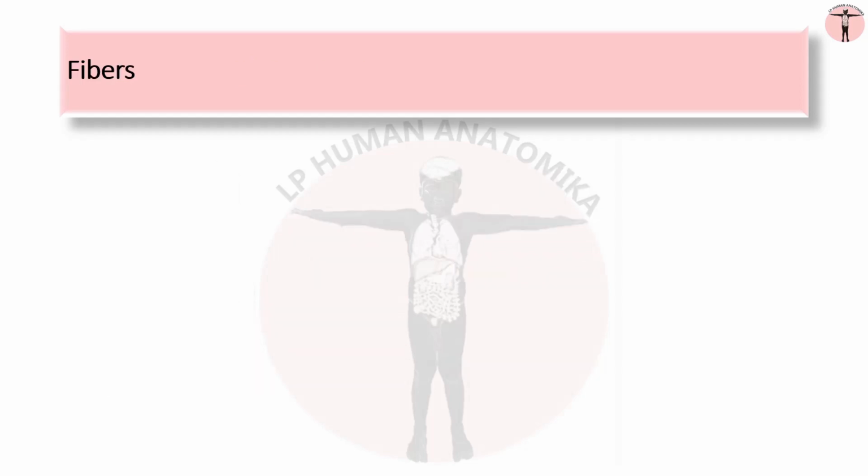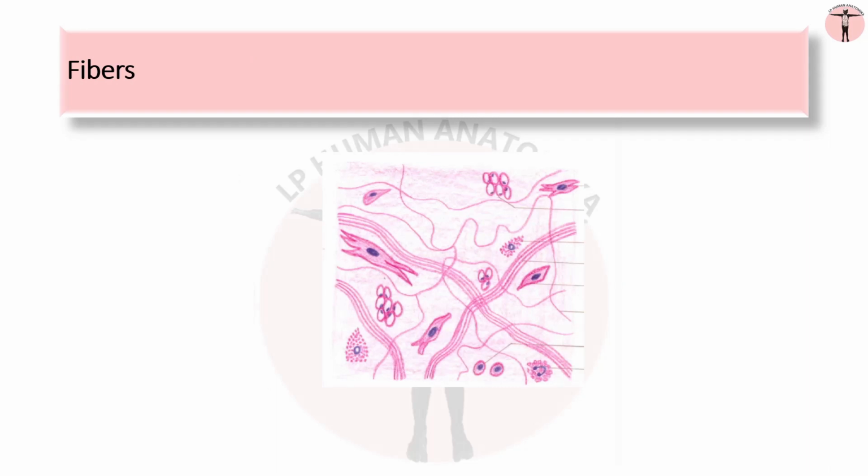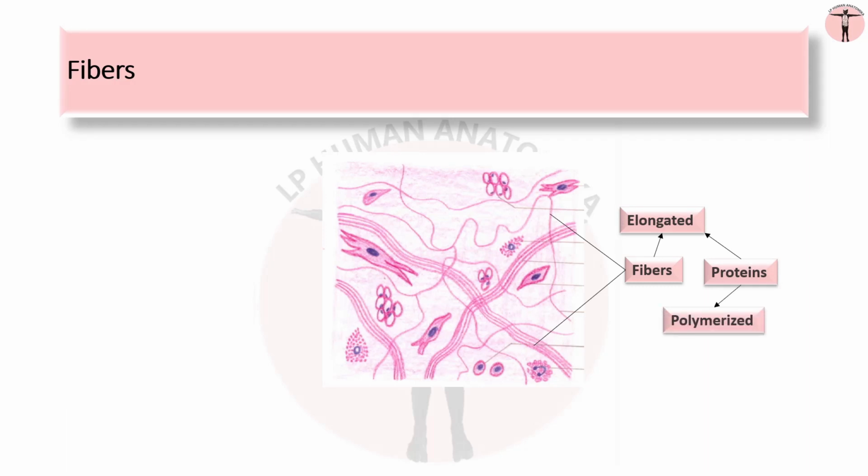To look at the second component of extracellular matrix, fibers. Fibers are part of the ground substance of connective tissue. They are elongated structures formed from proteins. The proteins of the intercellular substance are polymerized after secretion by fibroblasts and organized to form fibers.